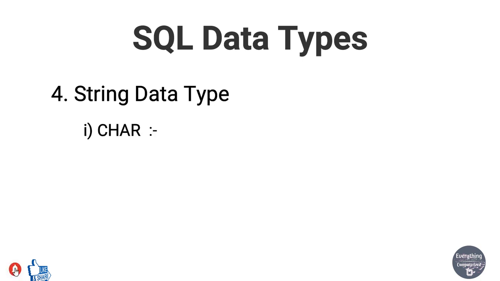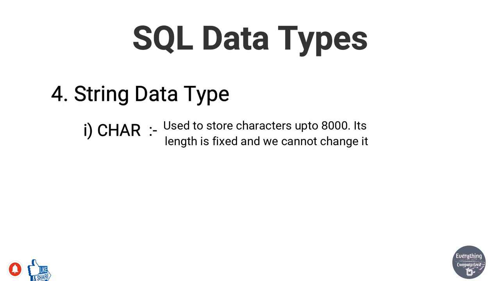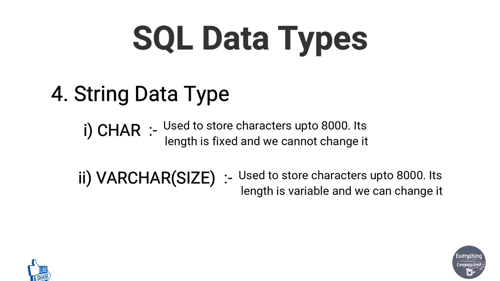The char data type is used to store characters and can store up to 8,000 characters. Varchar is similar to char, that is, it can also store a maximum of 8,000 characters. But the only difference between varchar and char is that we can change the length of varchar according to our requirement, whereas we cannot change the length of char. The length in char is fixed.